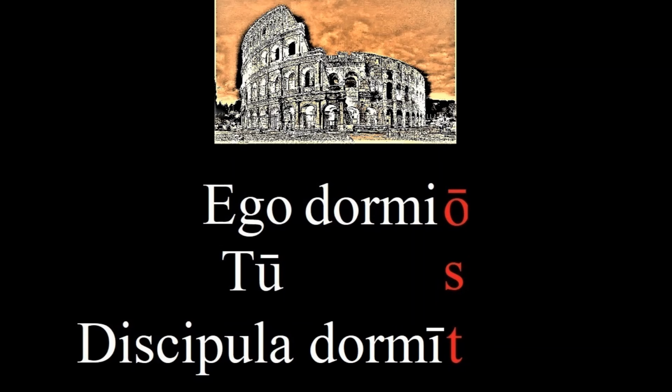Discipula dormit. The tu form is a little different from what we've seen. It has a long E vowel. Tu dormis.